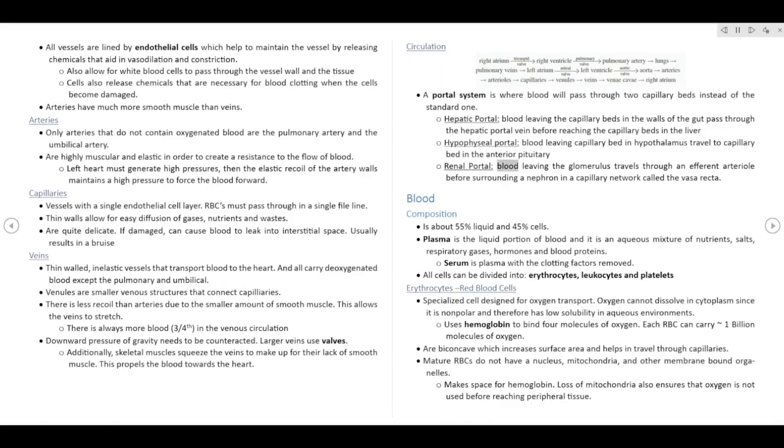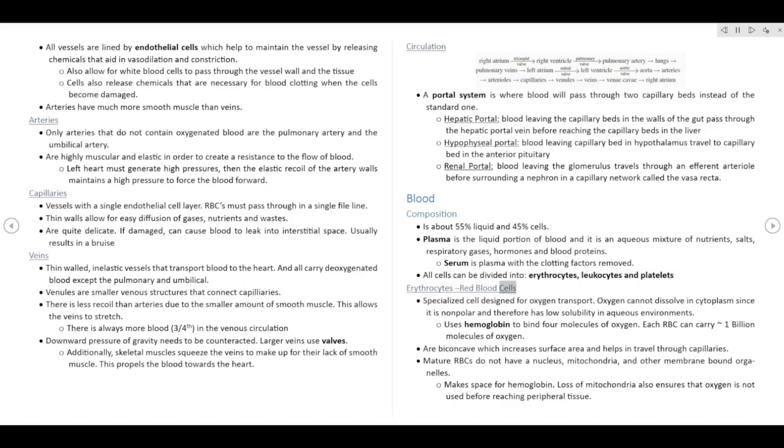Renal portal: blood leaving the glomerulus travels through an efferent arteriole before surrounding a nephron in a capillary network called the vasa recta. Blood composition is about 55% liquid and 45% cells. Plasma is the liquid portion of blood and it is an aqueous mixture of nutrients, salts, respiratory gases, hormones, and blood proteins. Serum is plasma with the clotting factors removed. All cells can be divided into erythrocytes, leukocytes, and platelets.